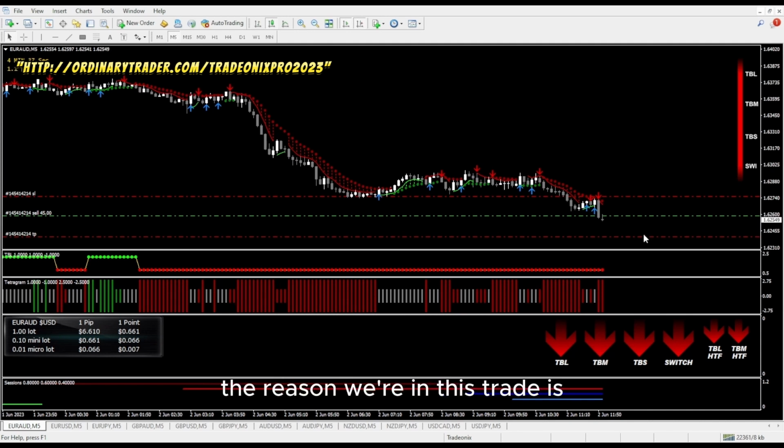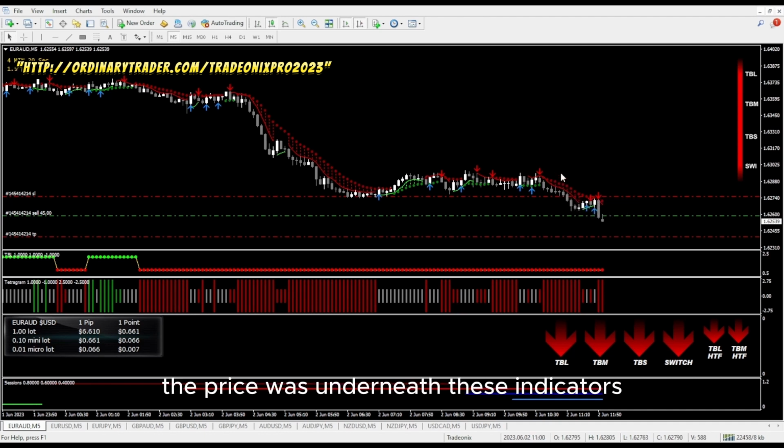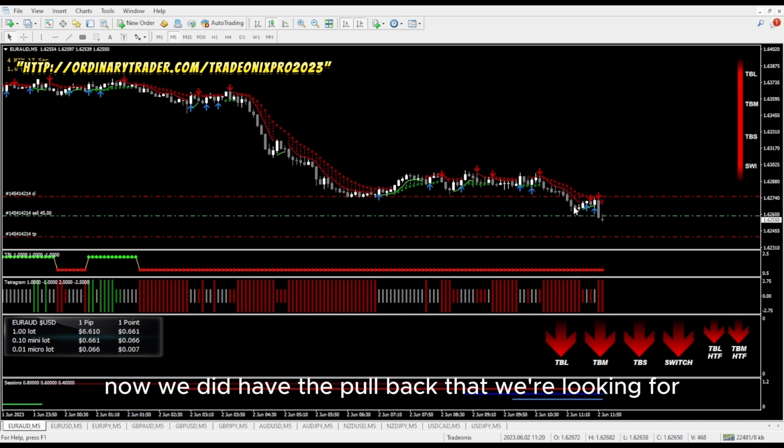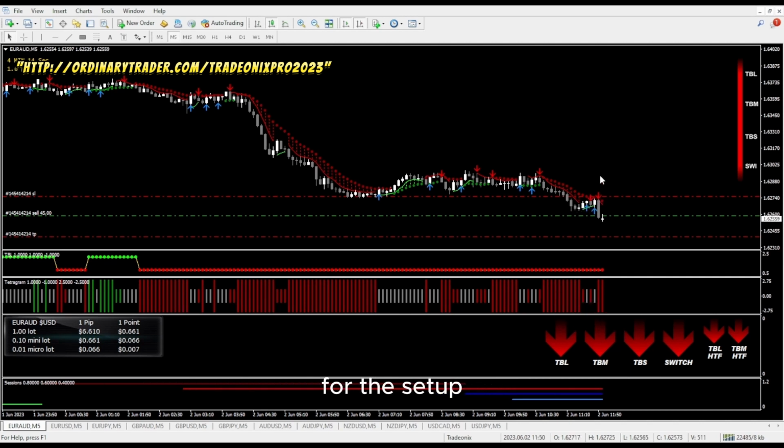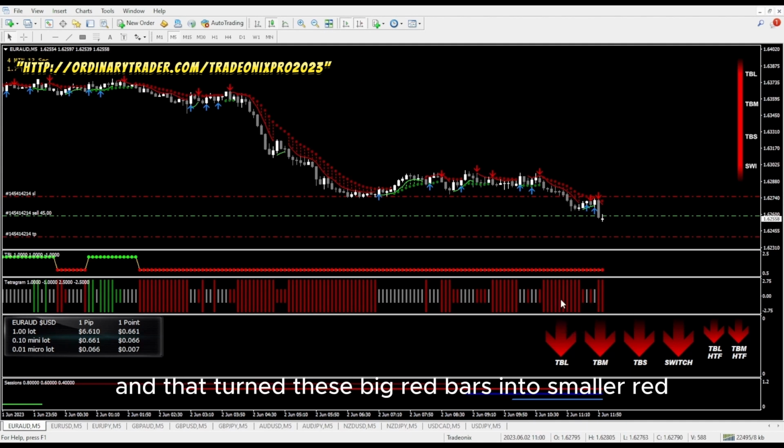The reason we're in this trade is we've got these red dots, this string of red dots across the top. This is the TBL. This is the direction that we're trading. It is telling us to go short because it's red, so we are going short. Now the market had moved down, the price was underneath these indicators, and we had some red bars on the tetragram. Now we did have the pullback that we're looking for, the setup, and that turned these big red bars into smaller red or small gray bars.